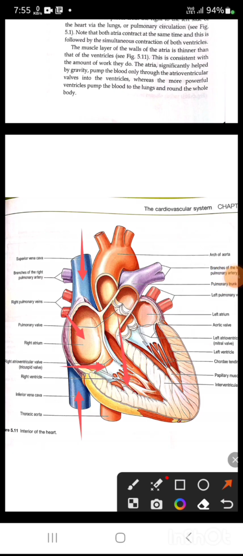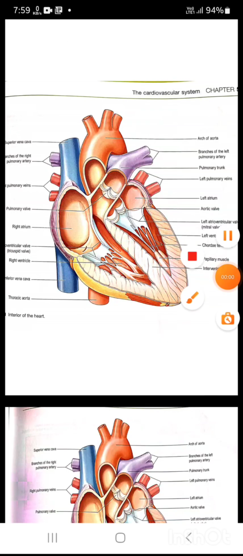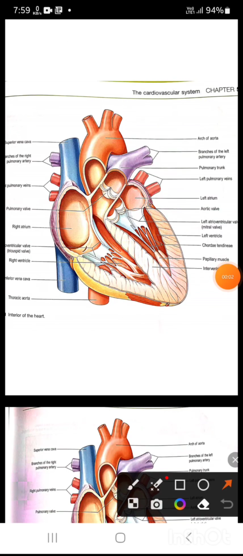This blood, which is coming through the inferior vena cava and superior vena cava into the right atrium, is rich in CO2. This blood is coming back from the body. So, the blood from the right ventricle is pumped into the pulmonary artery. Next, we will see the content.